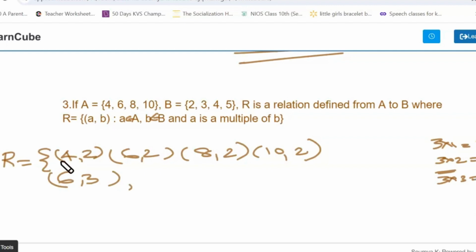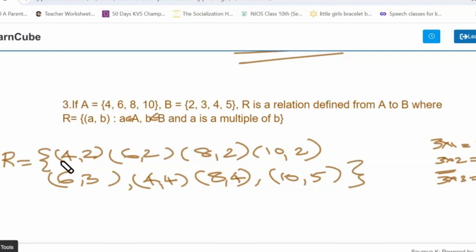Then comes 4. For 4, say the multiplication table of 4, that is 4 1s are 4. So you will have (4, 4). Then (8, 4), only these two elements. Then comes 5. For 5 only 10 is available. So this is the set defined where (A, B) is the result. That is why we are writing this 10 as first. So this is the final result of your relation.